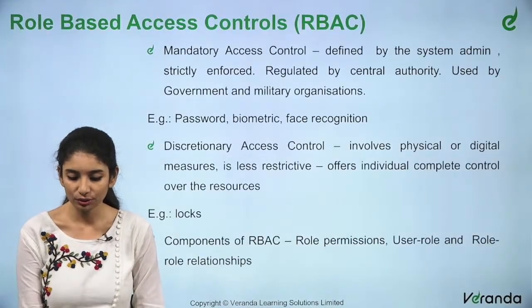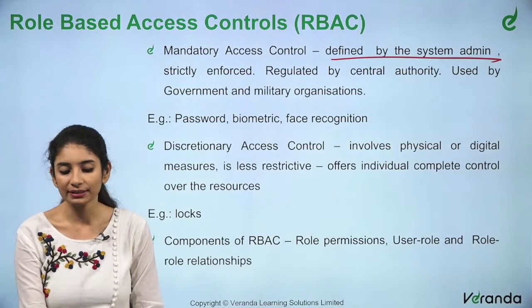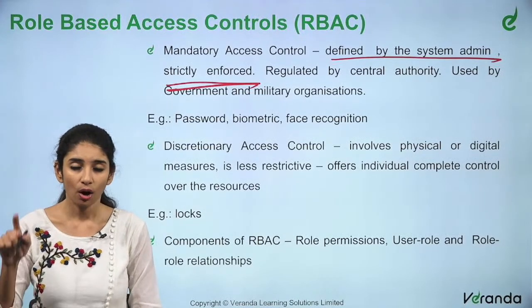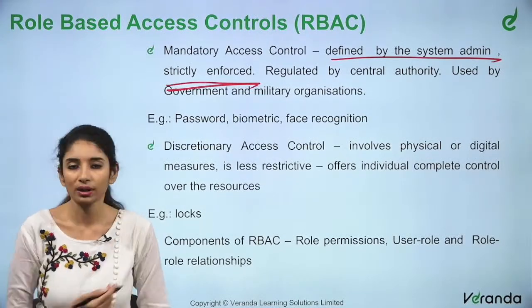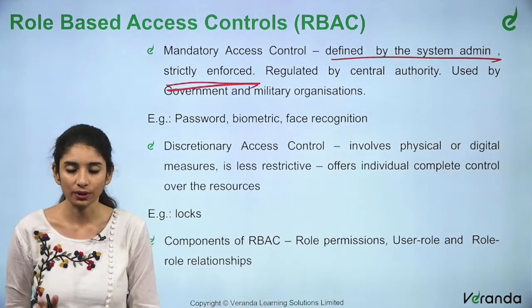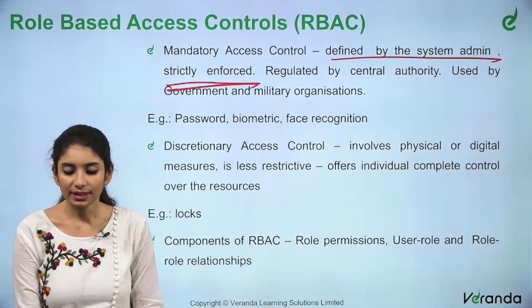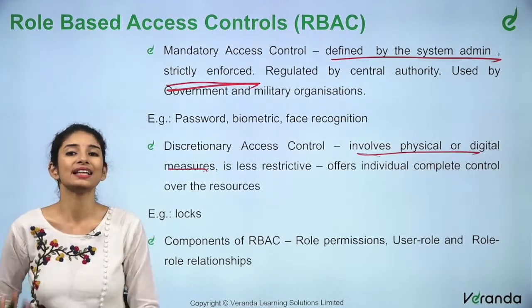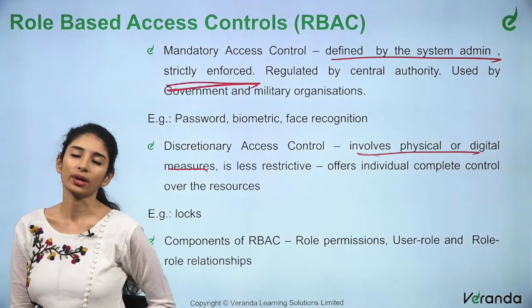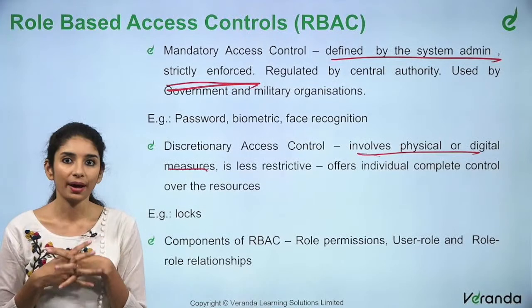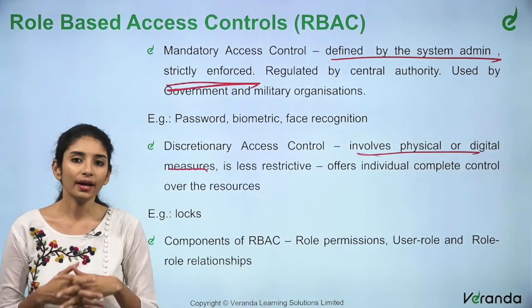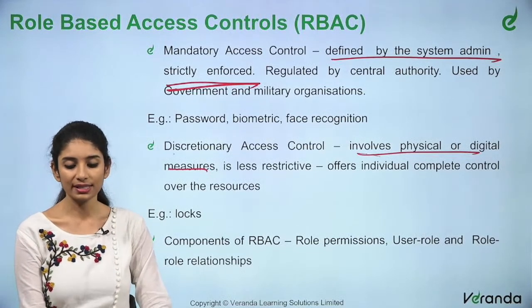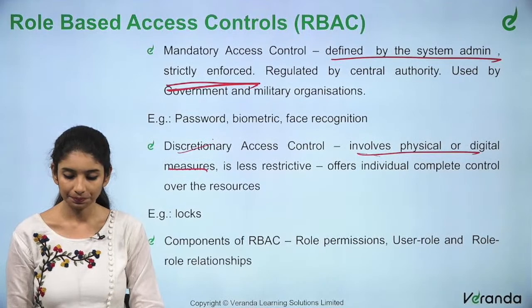What is mandatory access control and discretionary? Mandatory is defined by the system admin and strictly enforced. For example, I have a server room and I have to go in with a password or a PIN, and it is applicable throughout the organization. No one can go in without a PIN or a password. Strictly enforced. Discretionary access controls involve physical or digital measures. It is less restrictive in nature. So I can say that if it is senior management, the chairman or the CEO, then he need not follow this rule, this control. Discretionary access control is based on the discretion of the person.